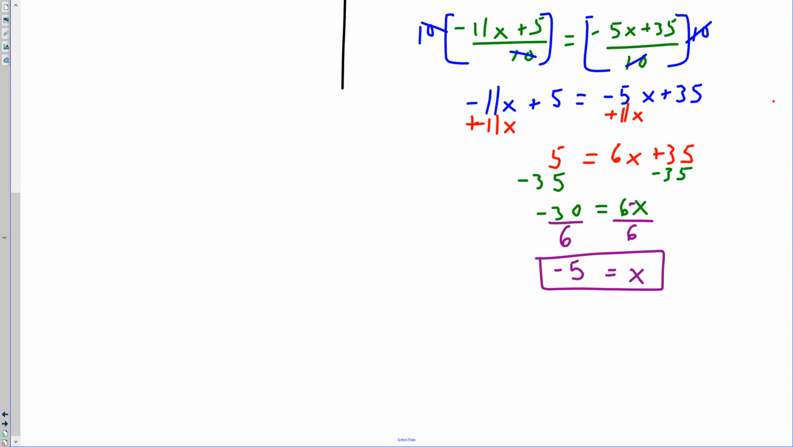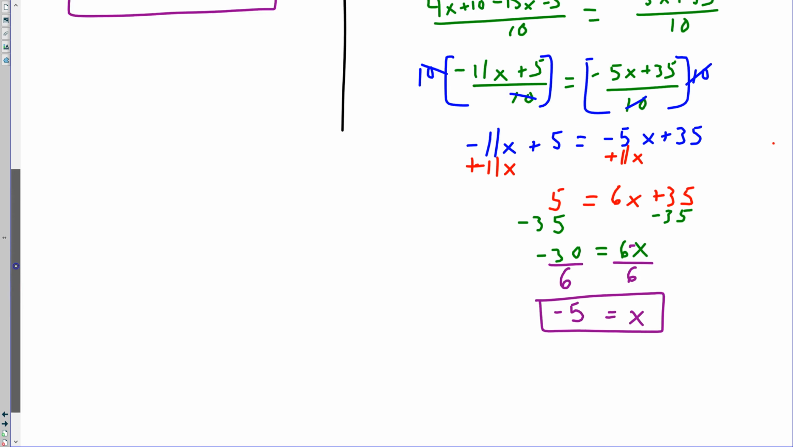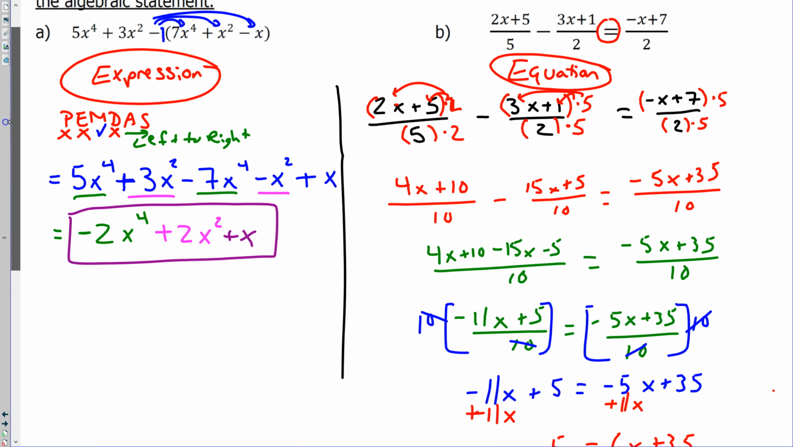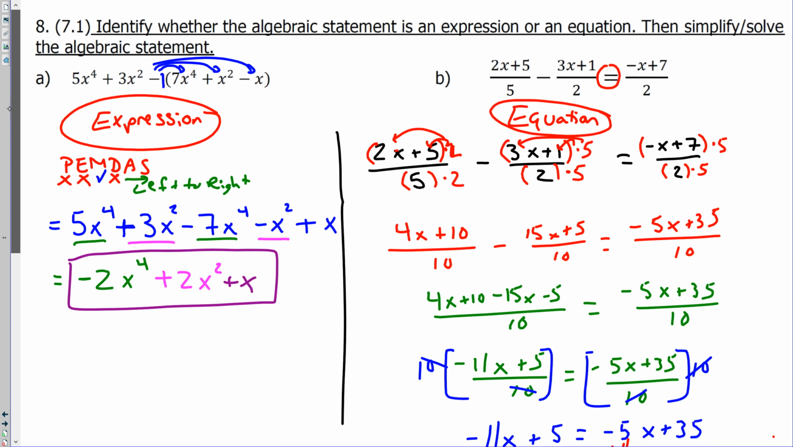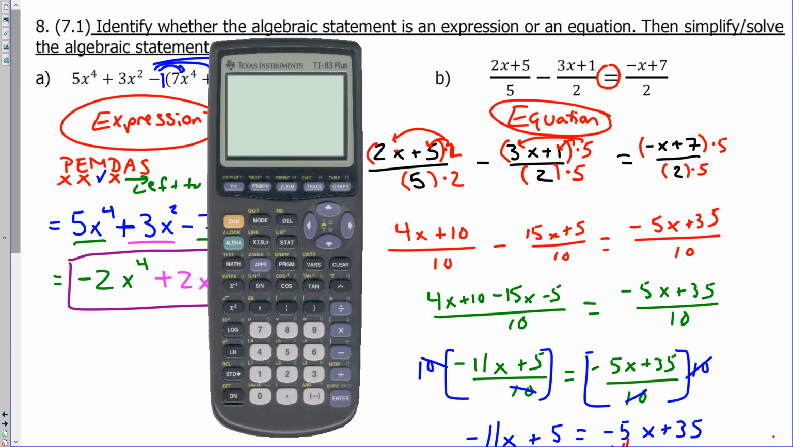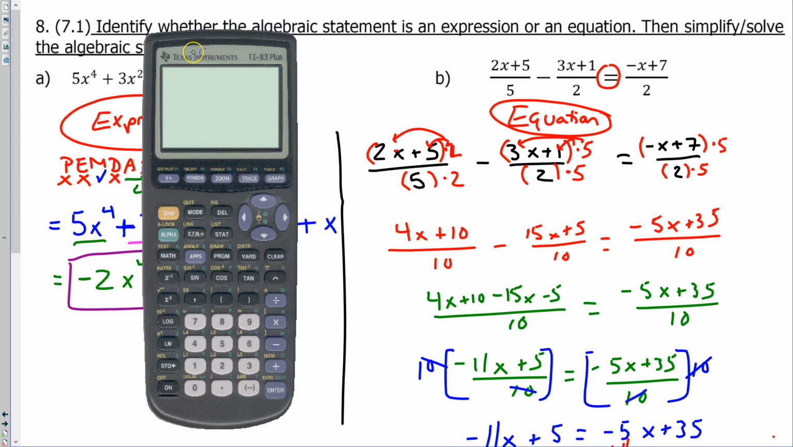So one thing that we can do with that negative 5 for an equation that we can't do for an expression is we can check it. We can plug it back in and see if it balances our equation. So I might want to do that here just because we had quite a few operations occurring. It is very possible that we made a mistake, and we want to know that before we turn in our final exam. So one way I could quickly check this is I could go into my calculator. Let's clear that out.